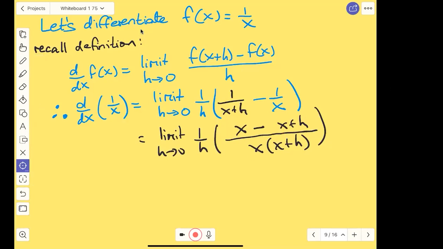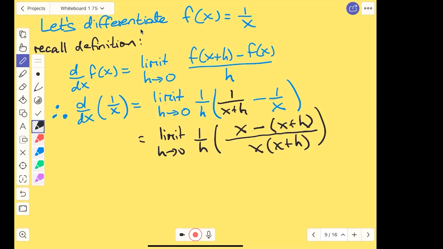But I've made a mistake here. What do I need to do to make this term correct? Yep. So either I make this minus h, or, which is what I'm going to do, I put brackets around it. Got to be careful with minus signs.